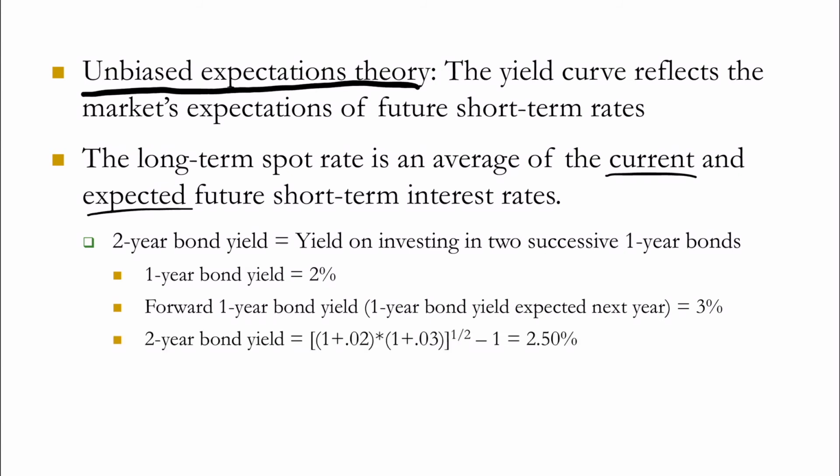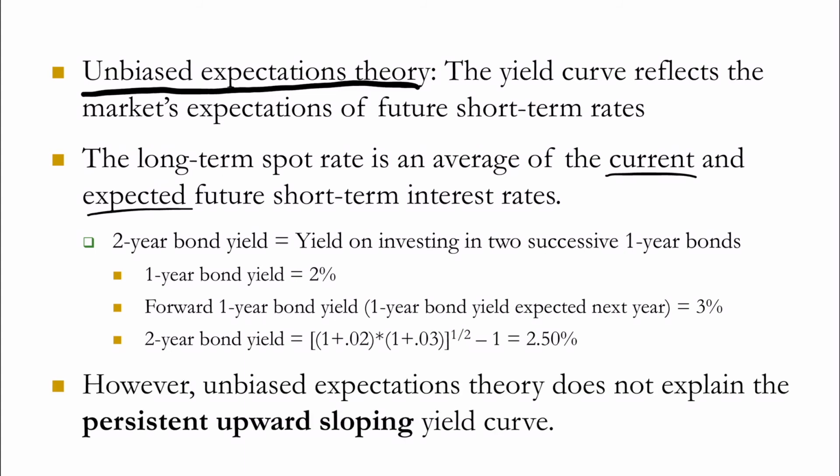If I calculate the geometric average of these two, and this is simplified, I get a 2-year bond yield of 2.5%. So what this would say is that the yield curve is based on the expectation that the 2-year rate is going to be higher than the 1-year rate, so you end up having an upward sloping yield curve. The one drawback of this unbiased expectations theory is that it does not explain why the yield curve is so often upward sloping. Okay, so why is the yield curve so often upward sloping?